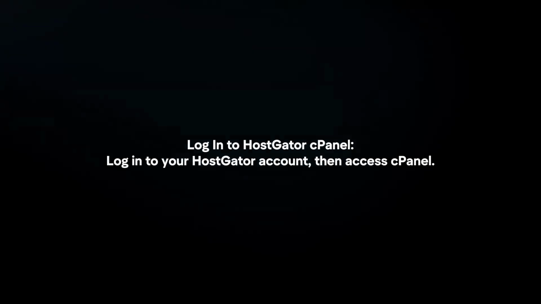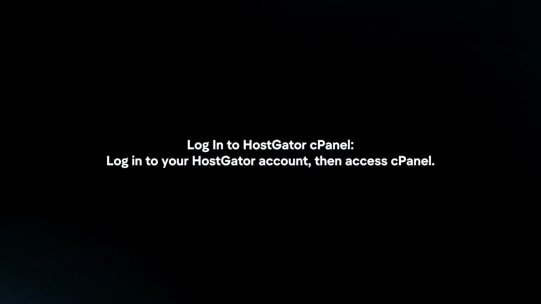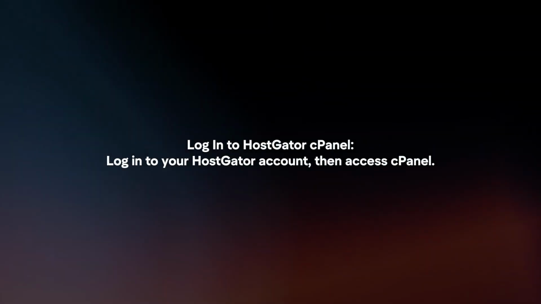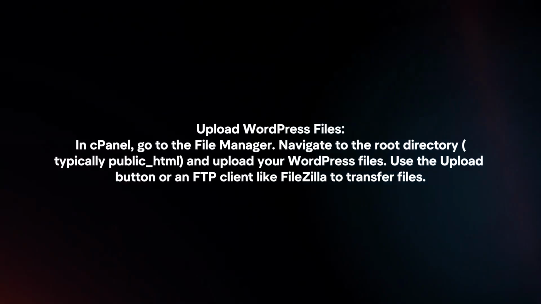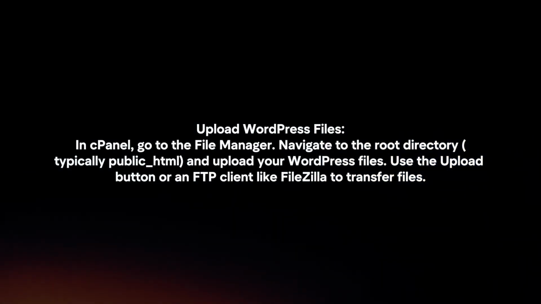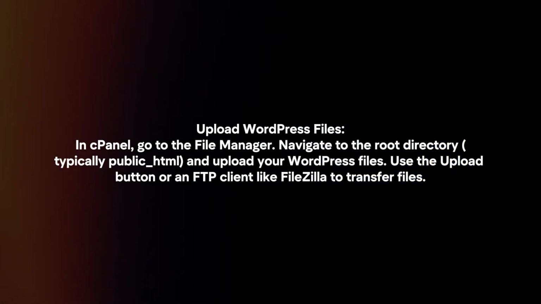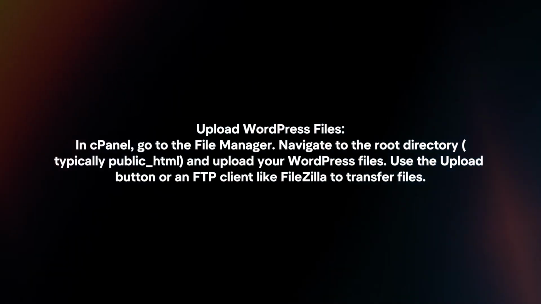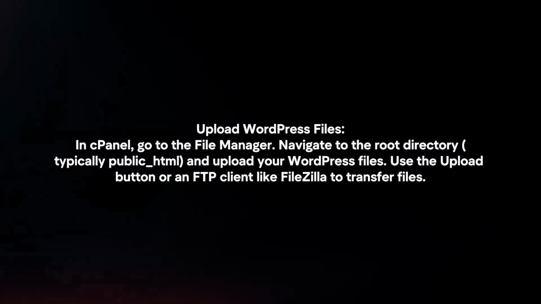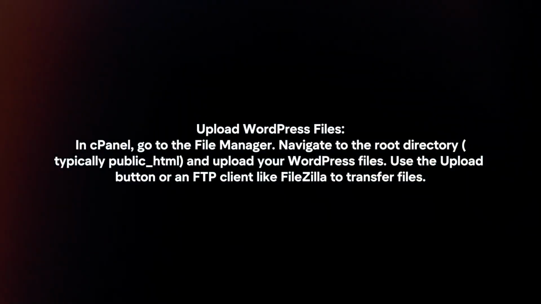Log into HostGator cPanel. Log into your HostGator account, then access cPanel. Upload WordPress files. In cPanel, go to the File Manager. Navigate to the root directory and upload your WordPress files. Use the upload button or an FTP client like FileZilla to transfer files.